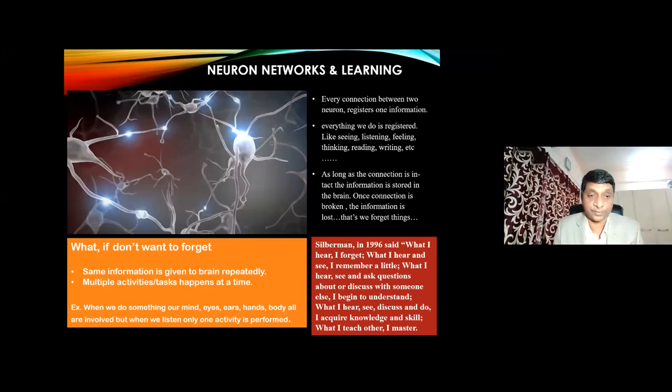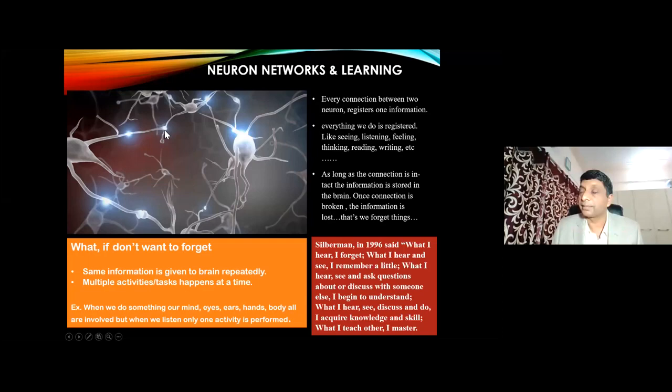Whenever any person sees, watches, listens, or does anything using the senses, that information is registered as a connection between two neurons. You can see here, this is a connection made. One neuron here, one neuron here, now these two have joined. One neuron here, one neuron here, they have connected.